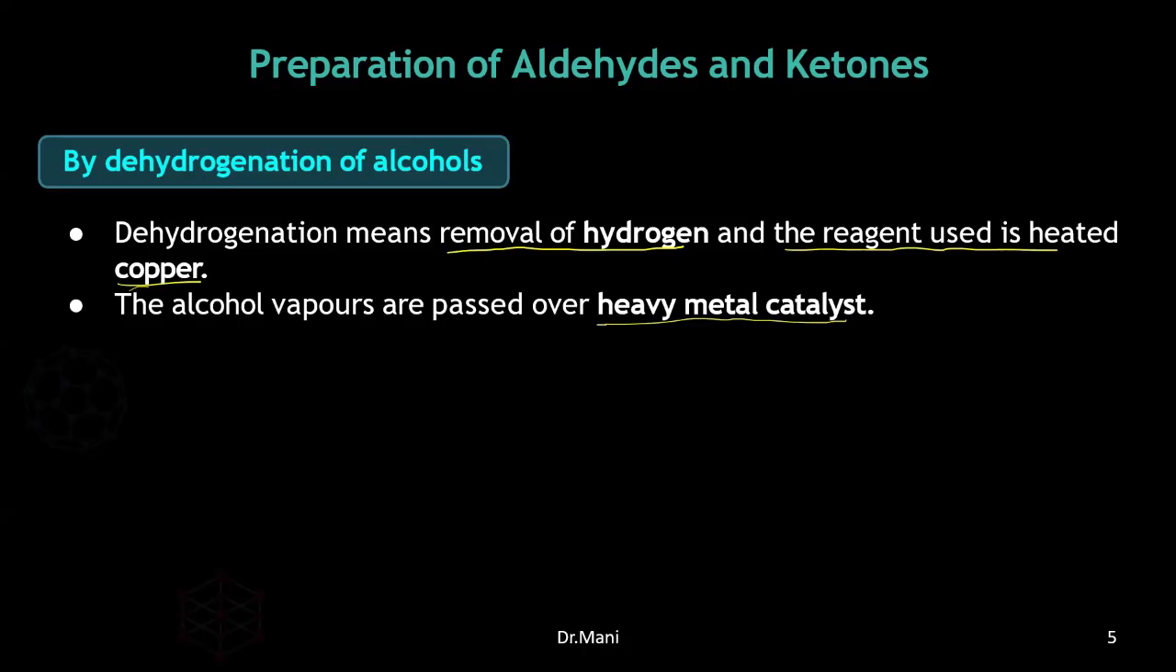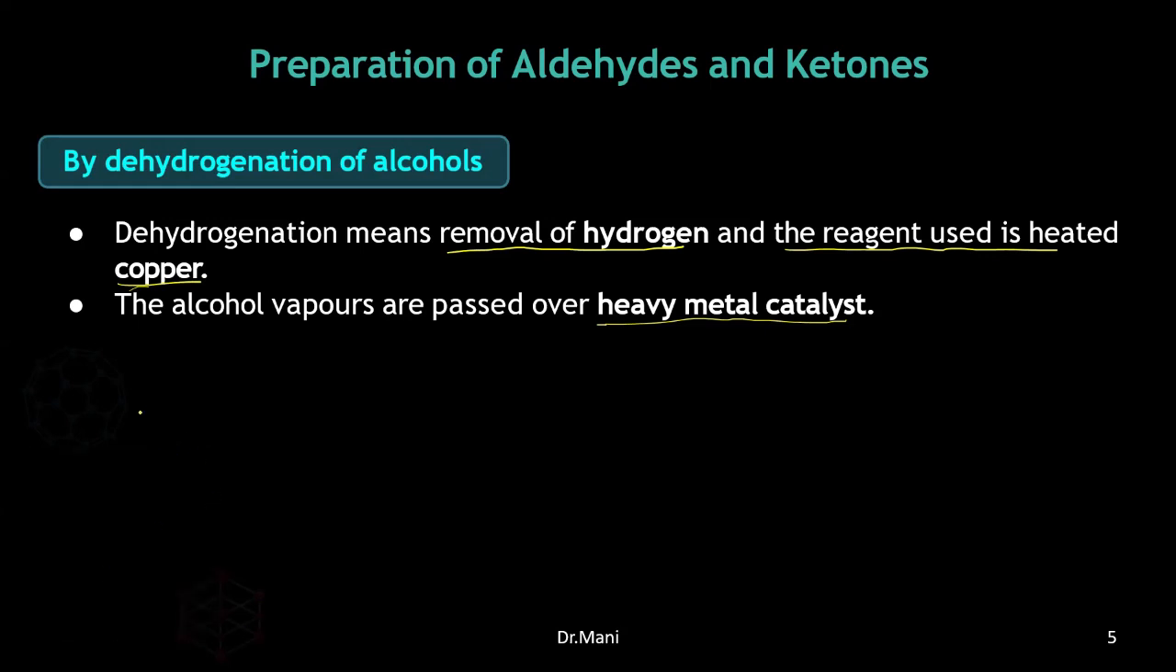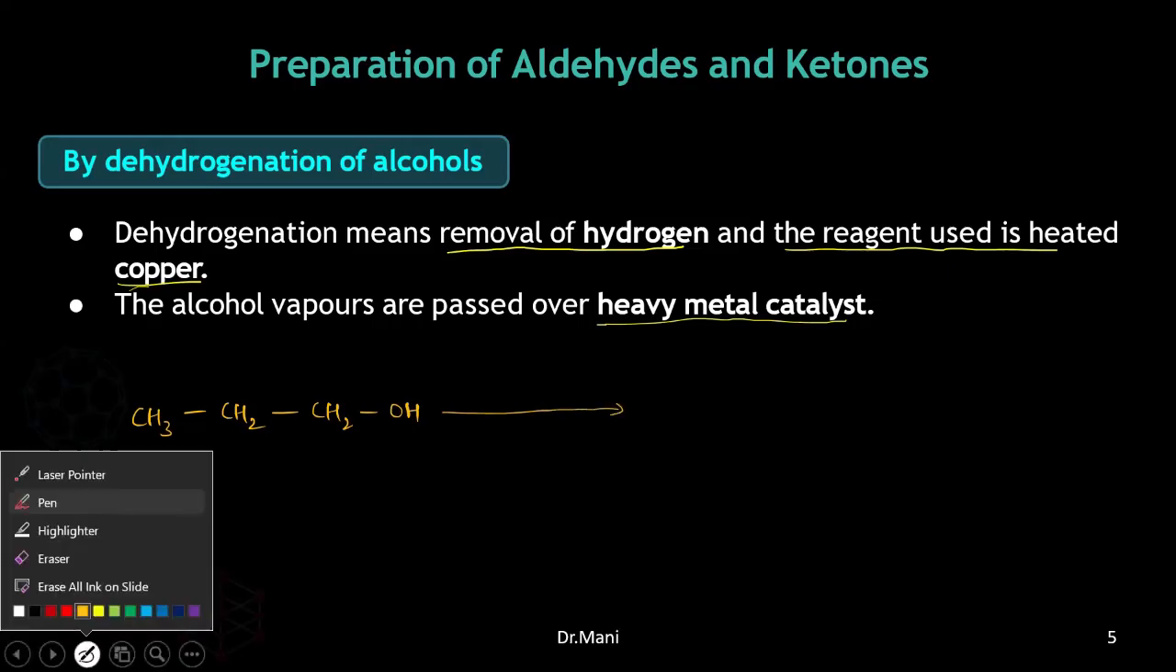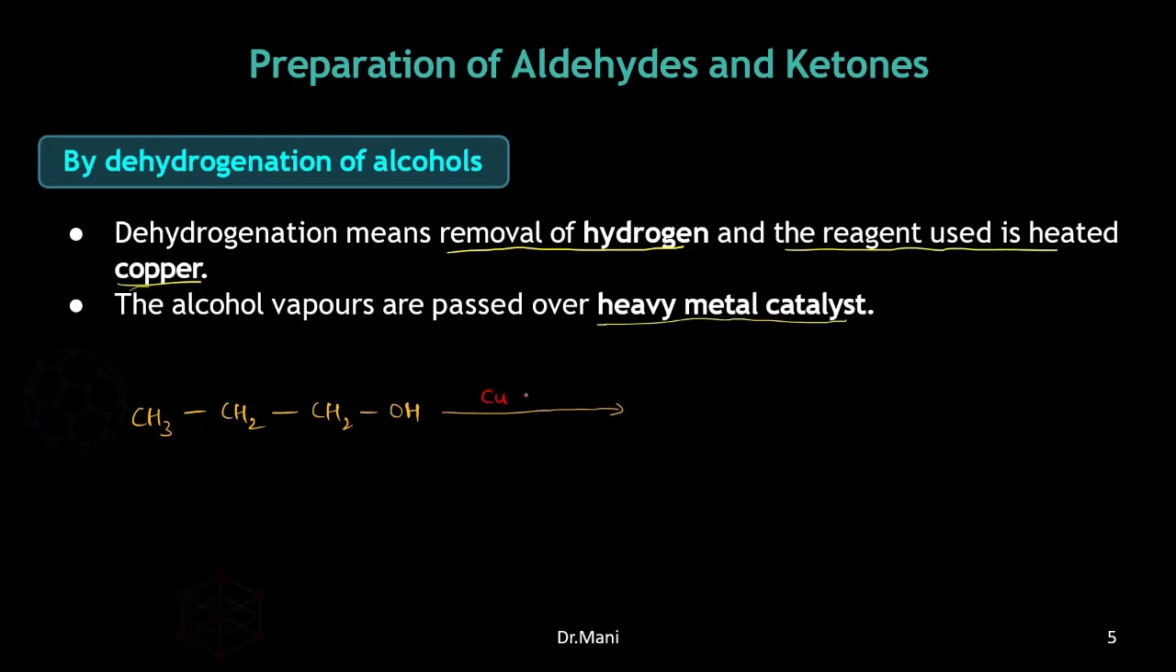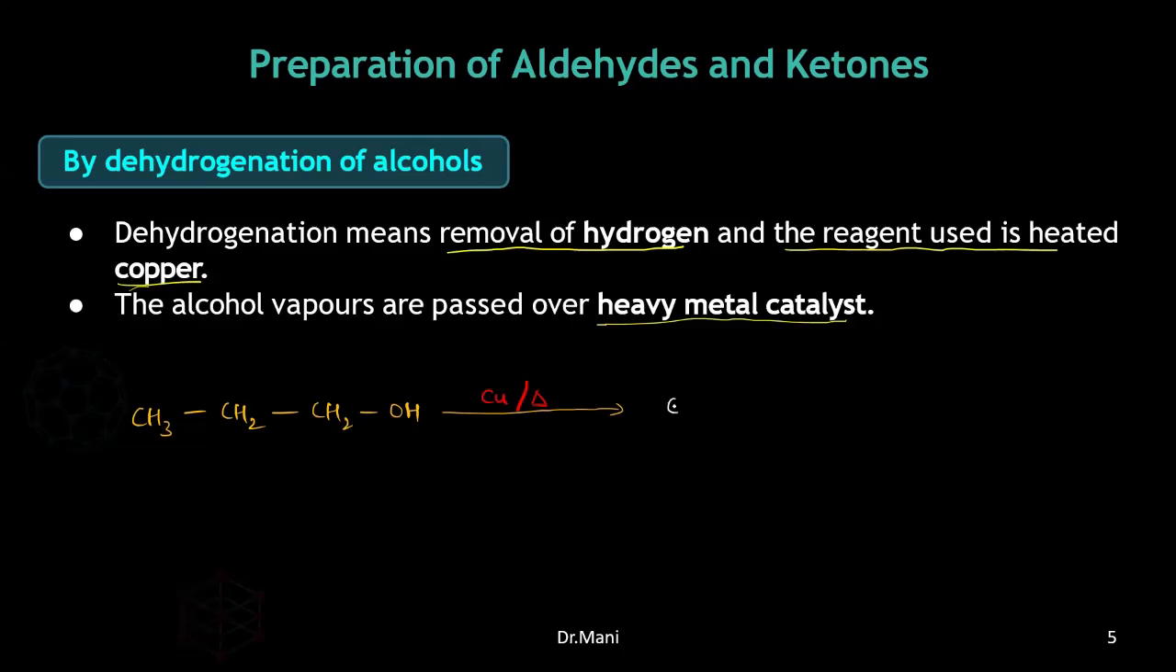Remember, for example, let's see an example here. CH3CH2CH2OH. This will convert in the presence of copper and heat. You need to supply the temperature here, you need to heat the reaction. So that will give the product CH3CH2CHO.